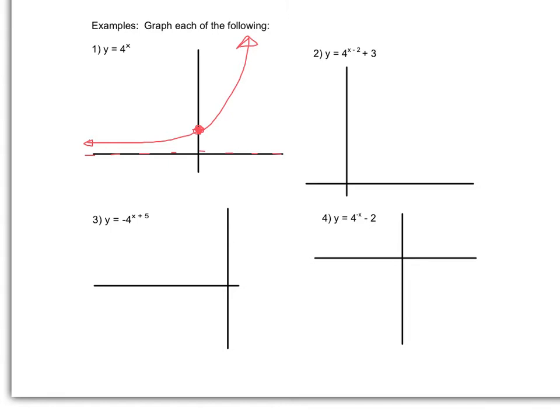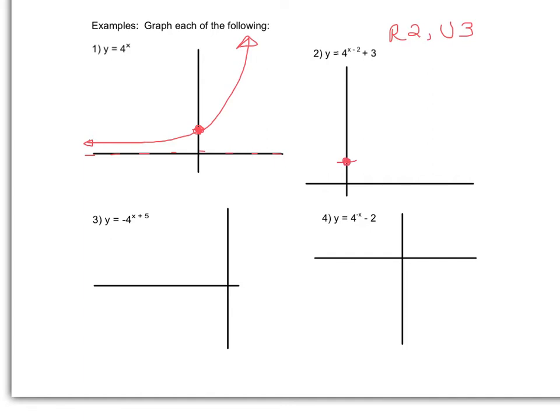Looking at the second one, I see I'm subtracting 2 inside of my exponent, so inside of my function, and adding 3 on the outside. So I know that this is going to go right 2 and up 3. So I'm going to go ahead and say I would normally be right here. I'm not going to put it there. I'm going to move that point. I'm going to put it there in red.